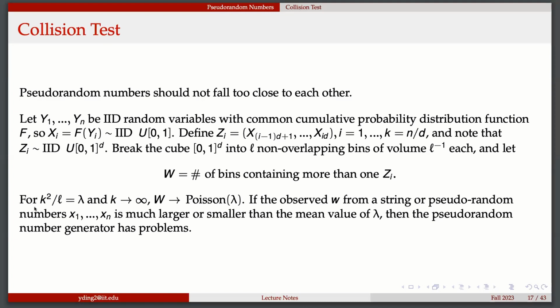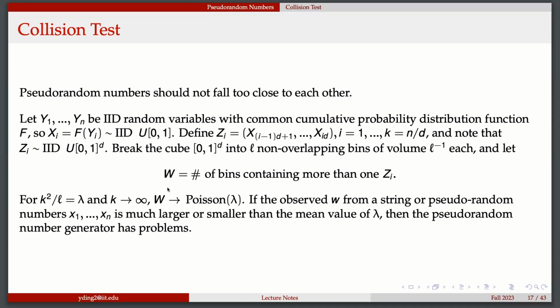So what we try to do is set k squared over l equal to lambda. Then this W should follow the Poisson distribution. And when k goes to infinity, when k becomes larger and larger, it will follow this Poisson distribution, which means the number of zi in the bins should equal this lambda we have here. That comes from what we have.